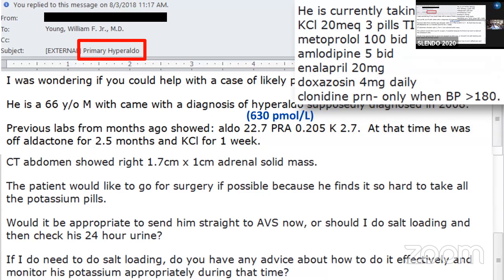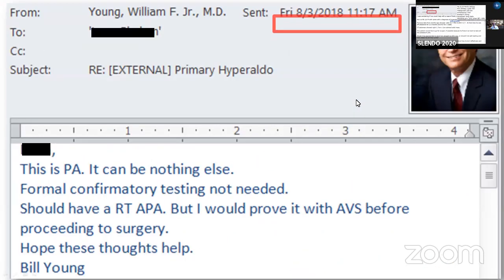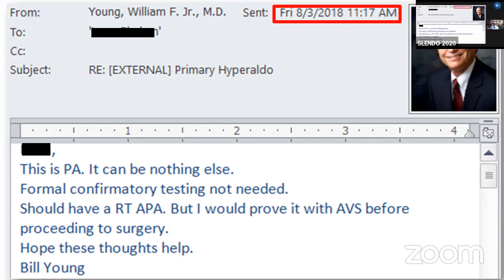A separate section of the email, this was a longer email, listed the medications. So 60 milliequivalents of potassium a day, 200 milligrams metoprolol a day, 10 milligrams amlodipine, 20 milligrams enalapril, 4 milligrams doxazosin, and then clonidine as needed. So I wrote back, this is PA. It can be nothing else. Formal confirmatory testing is not needed. He should have a right-sided aldosterone-producing adenoma.